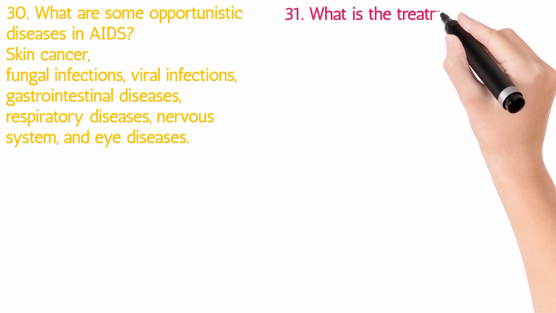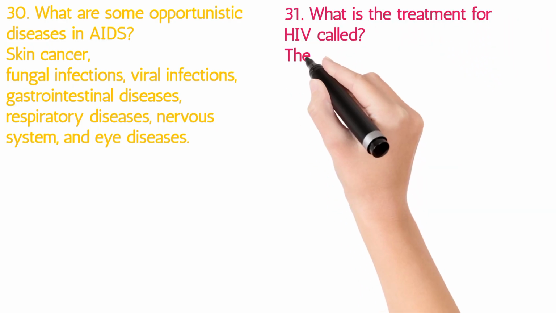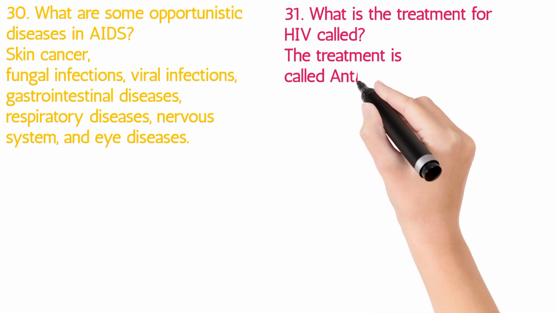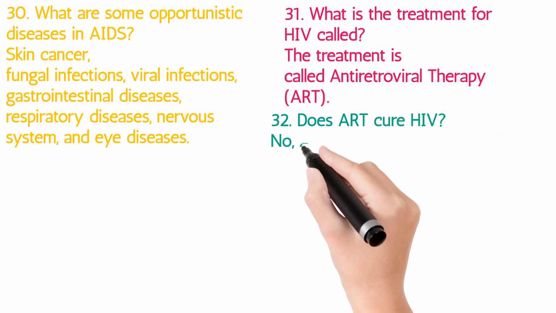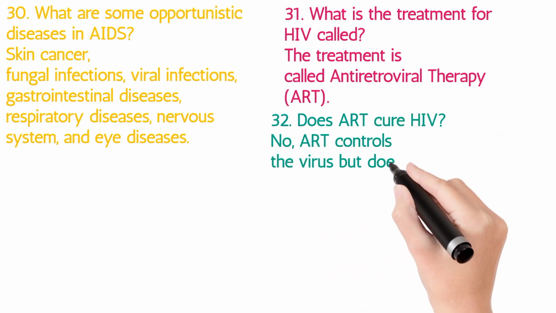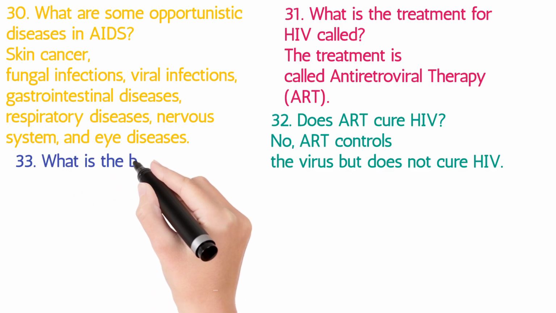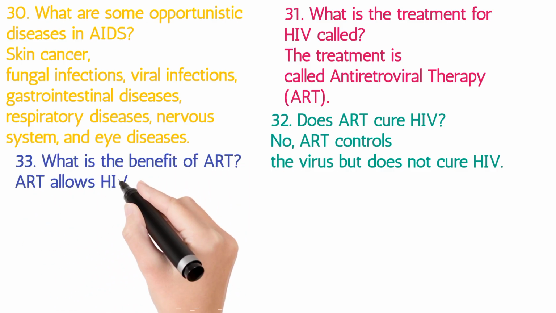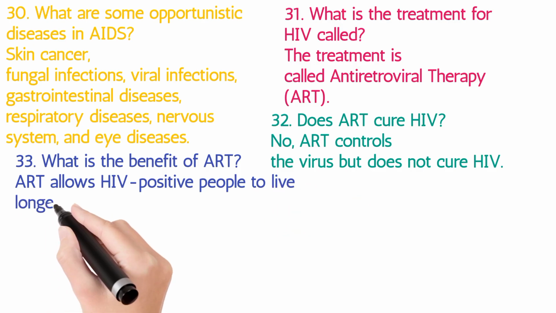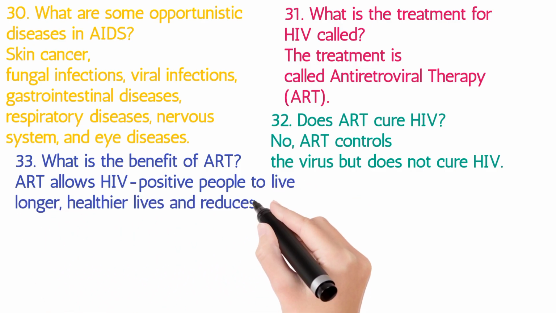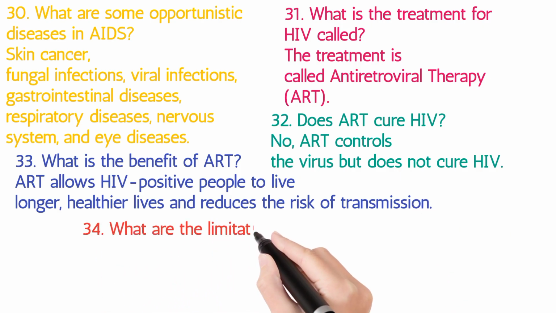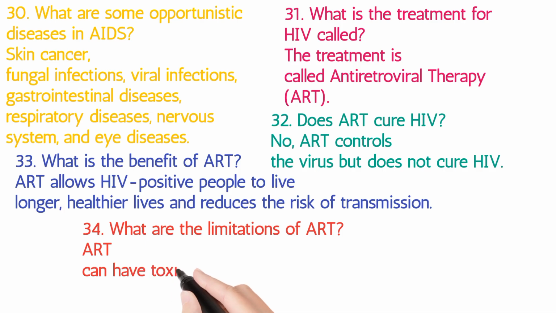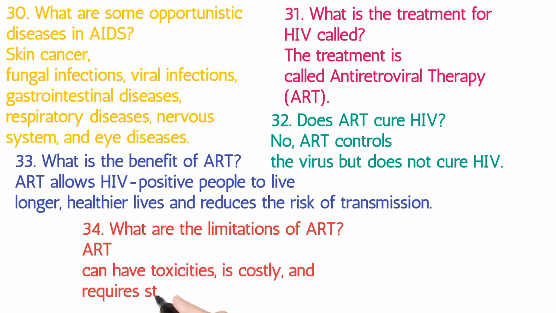Treatment of AIDS. 31. What is the treatment for HIV called? The treatment is called antiretroviral therapy, ART. 32. Does ART cure HIV? No. ART controls the virus but does not cure HIV. 33. What is the benefit of ART? ART allows HIV positive people to live longer, healthier lives and reduces the risk of transmission. 34. What are the limitations of ART? ART can have toxicities, is costly, and requires strict daily adherence.